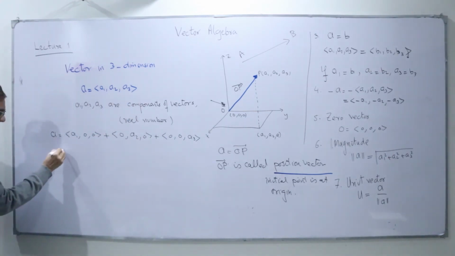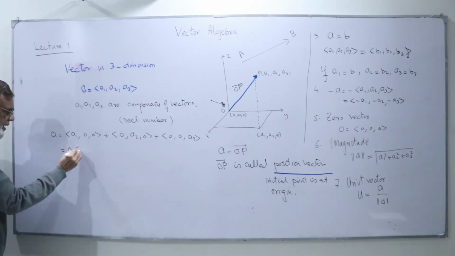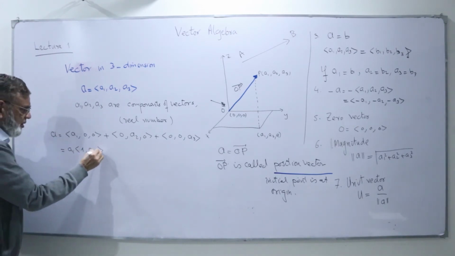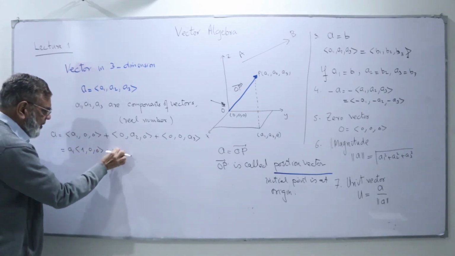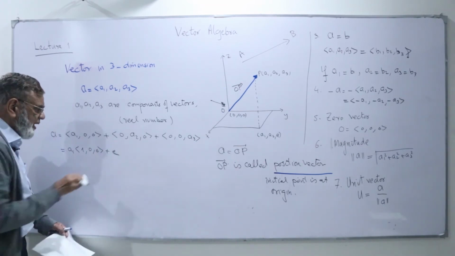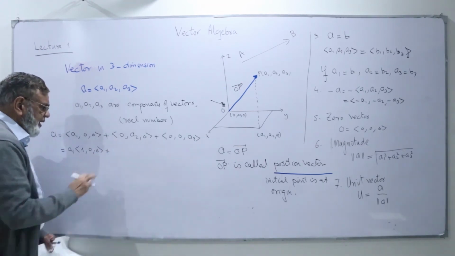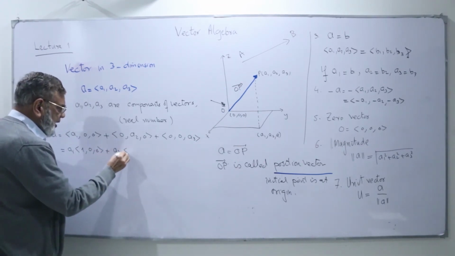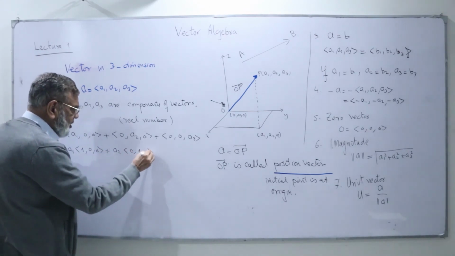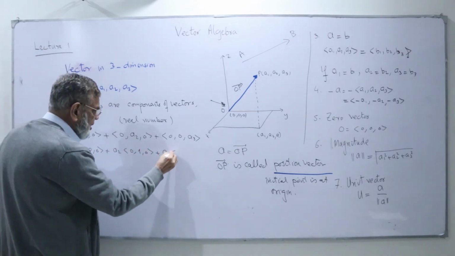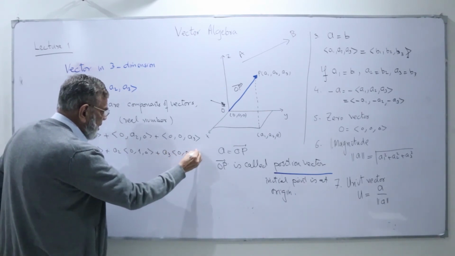I take A1 common. I write here A1, I get here (1, 0, 0), plus here I take A2 common. When we take A2 common, we get here (0, 1, 0). We take A3 common. We get here (0, 0, 1).